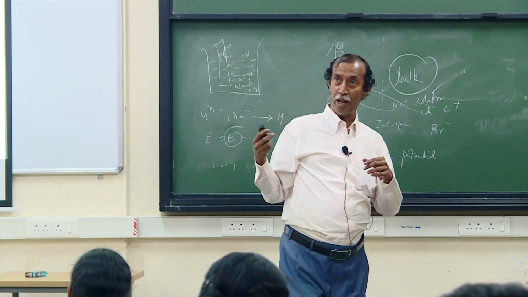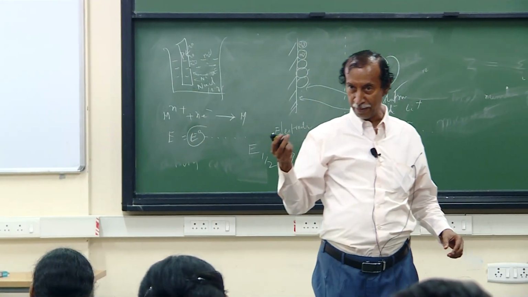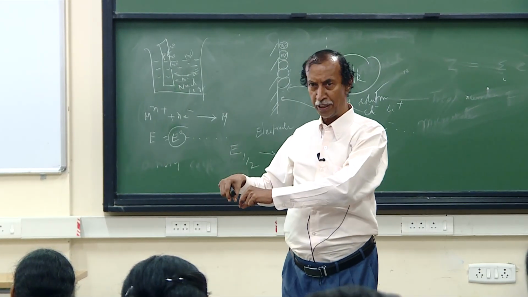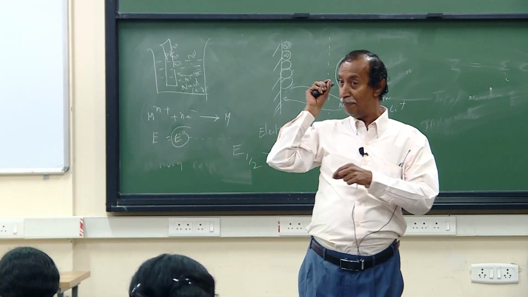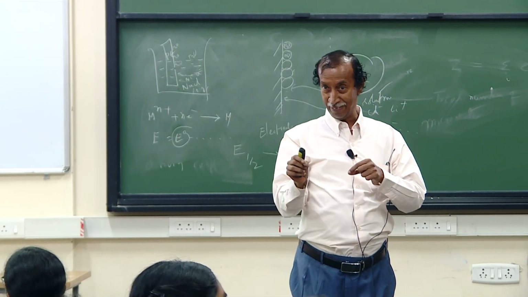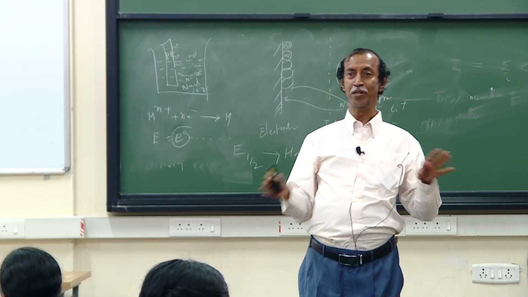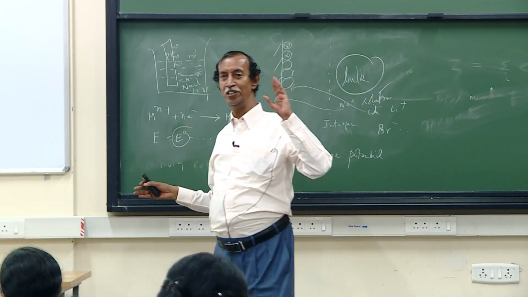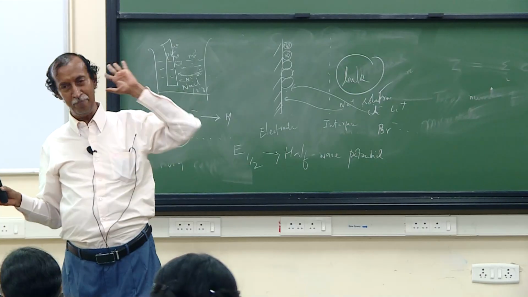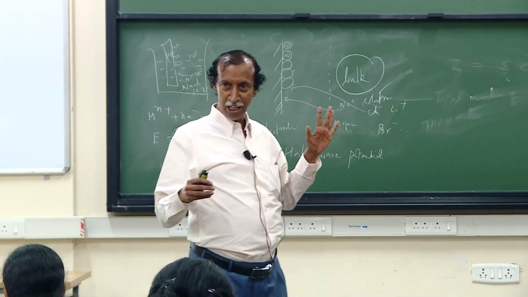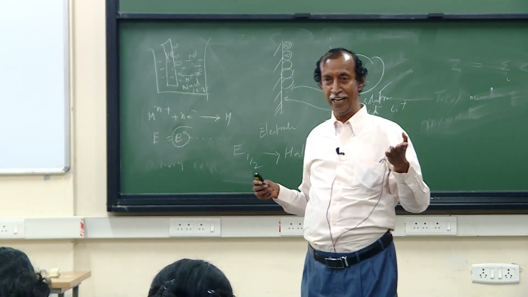Where dropping mercury is used, mercury will come from a reservoir. Then you will have a connection with the potentiometer, all these things. So every time you get a pure surface, so results have to be reproducible. Whether you do this work here or in South America, the same result will come, because your electrode need not be cleaned every time.